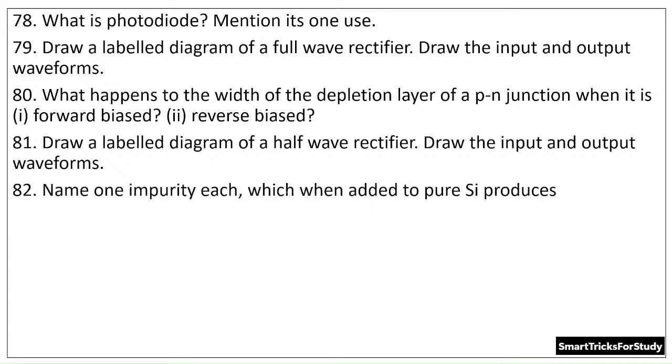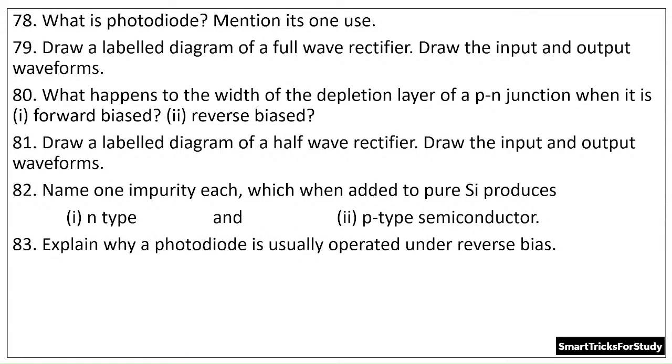82. Name one impurity each, which when added to pure silicon produces 1. N-type and 2. P-type semiconductor. 83. Explain why a photodiode is usually operated under reverse bias. 84. Draw the circuit symbol of a Zener diode.